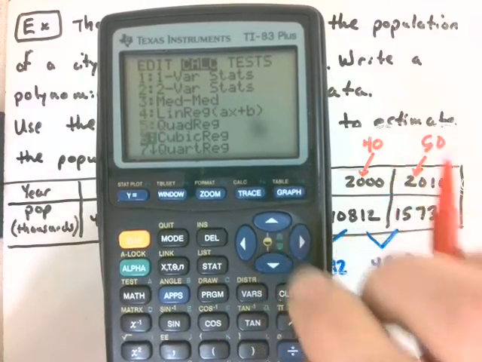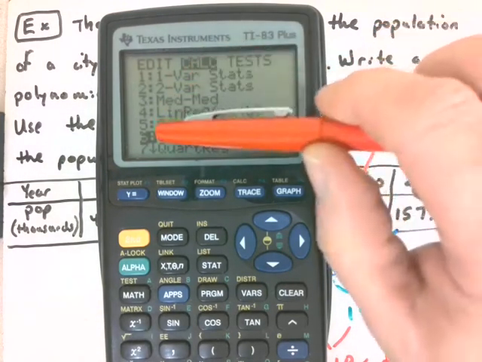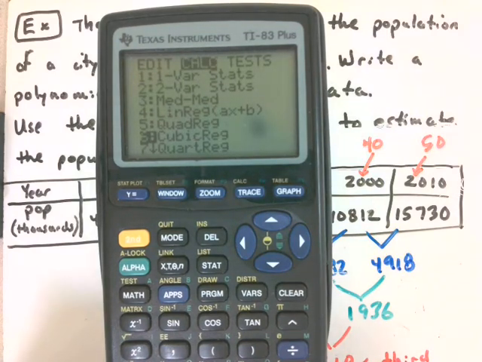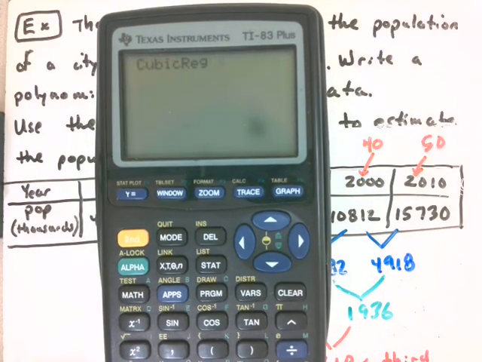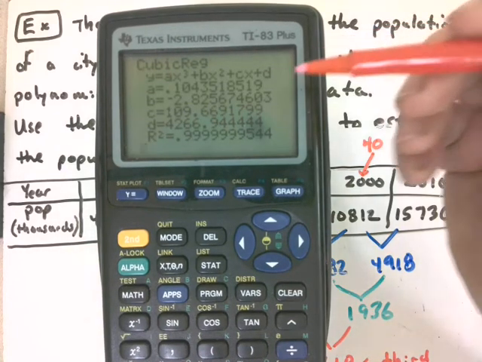So the one we said was going to work out the best was a cubic regression. We did that in the last video and figured out that the third differences were pretty close to each other. So I'm going over to calc, down to cubic regression. I'm going to hit enter. And as long as you have put in your X values in list 1 and your Y values in list 2, you don't need anything else, and you can just hit the enter button. The calculator thinks for a minute and then gives you this information.